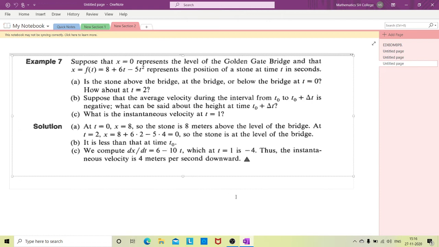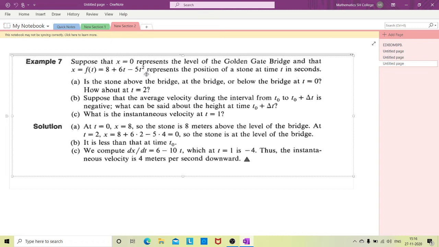So here in the problem, it is given that x equal to 0 represents the level of the bridge. Now x is given to be a function of t, and it represents the position of a stone at time t seconds. So here t is the independent variable, and x equals 8 plus 6t minus 5t square is a function of t. t is the independent variable and x is the dependent variable.